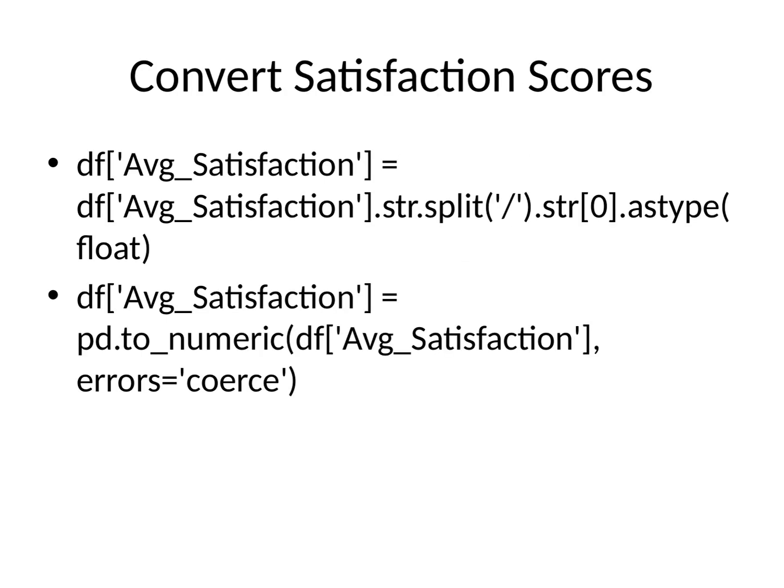Let's look at this example. What does it do? Pause and think about it. We have a column called Average Satisfaction. We split the text by backslash and then take the first token and convert it to a float. In the next example, we use pandas to convert the column to numeric with errors coerced, so any non-numeric entries become missing values. These 2 steps transform messy X out of Y strings into clean numeric scores ready for analysis.